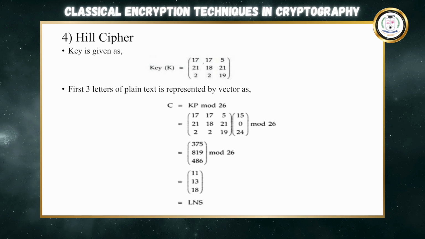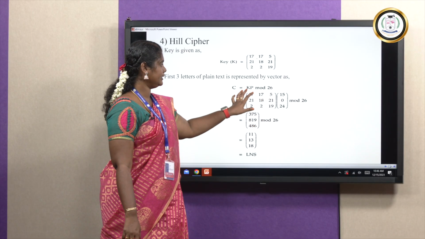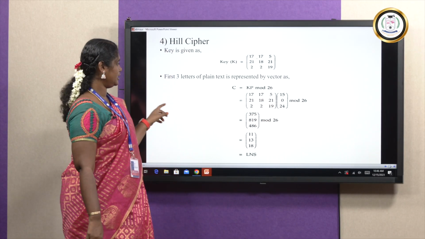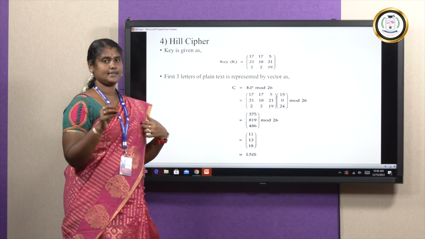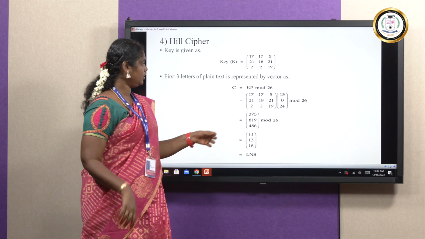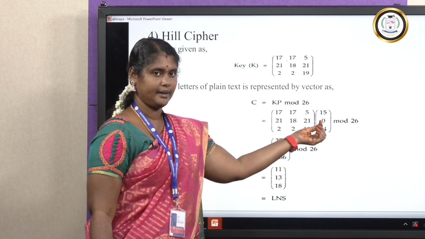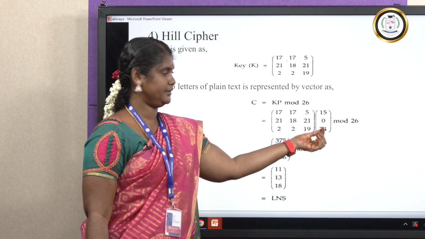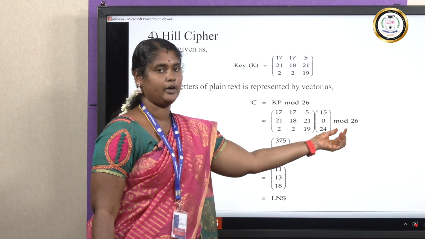So here we can have some data. Here this is the key, 17, this is the key. So we are having the next plain text as 15, 0, 24. So P represents the number 15, because the first 3 letters are P, A, Y. A represents 0, Y represents 24. So these are the numbers we are having, modulus of 26.